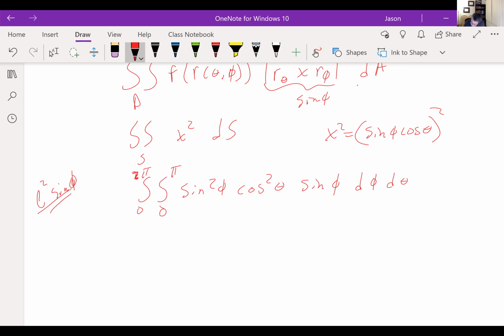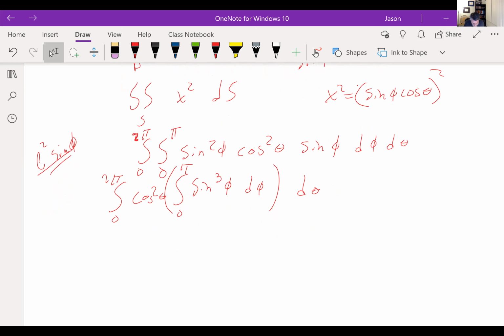Okay, so let's integrate this. This is going to be sine cubed phi, from 0 to pi d phi, and then I can pull the cosine squared theta out, from 0 to 2 pi d theta. I can integrate these. They're basically separable at this point.